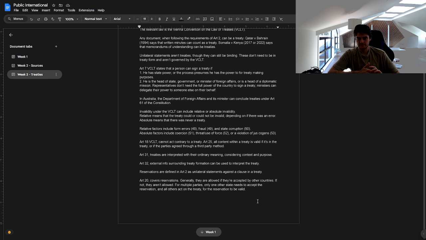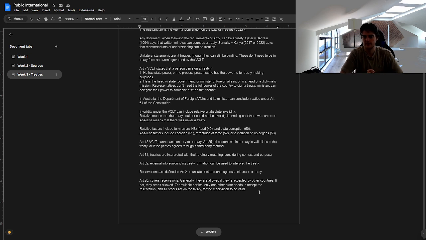For multiple parties, only one state needs to accept the reservation and all others act on the treaty for the reservation to be valid. So let's say we're doing a three-way trade route where you sell me 100,000 eggs, I sell Bulgaria 100,000 cows, and Bulgaria sends you $100,000, right? Let's say it's the same thing, you say I've got brown eggs, I say no, I want white eggs. I'm not really sure about the philosophy behind this, but if Bulgaria says yeah, sure, I can agree to the white eggs thing, and then Bulgaria starts to make their trade, and then England starts to make their trade, then the reservation is allowed. I hope that makes sense. I hope I did a good job of explaining that.